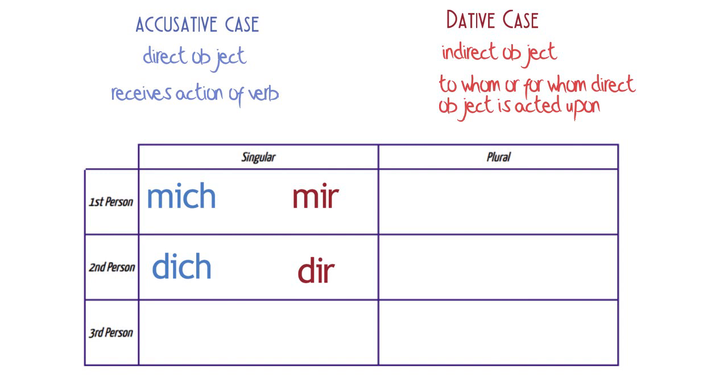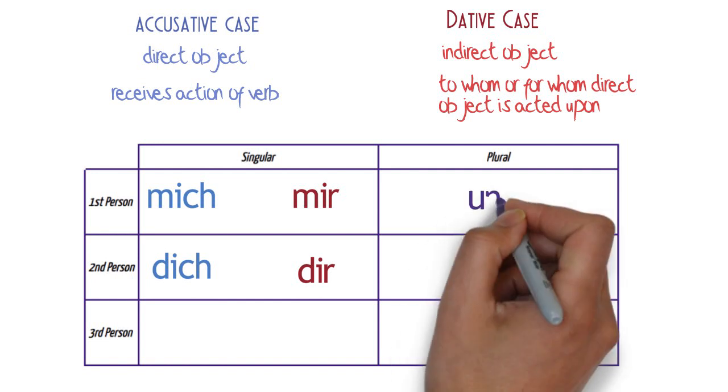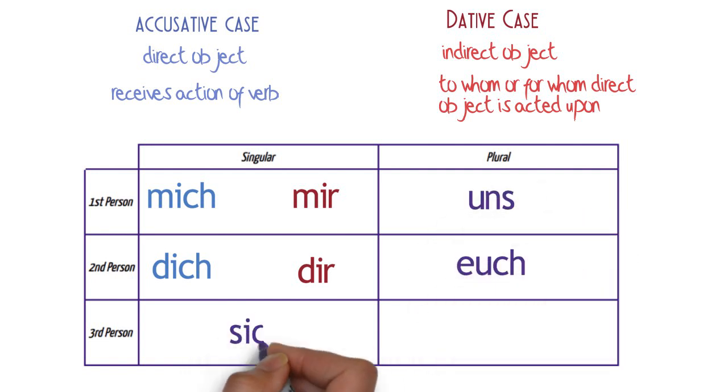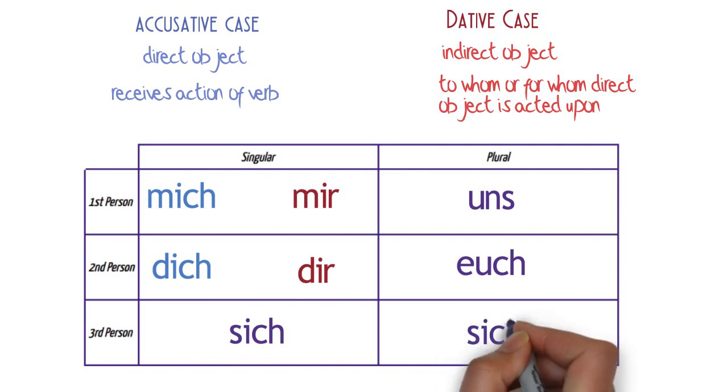Now here's the great news. With any other subject, the reflexive pronouns are the same, whether they're in the accusative case or the dative case. For instance, uns, meaning ourselves, and euch, meaning yourselves, are the same in both cases. And even better, in the third person, you don't need to account for gender with reflexive pronouns at all. You always just use the reflexive pronoun sich for third person singular and third person plural.